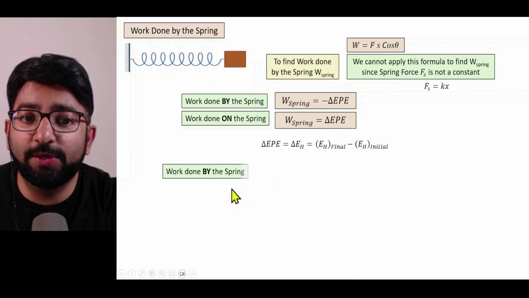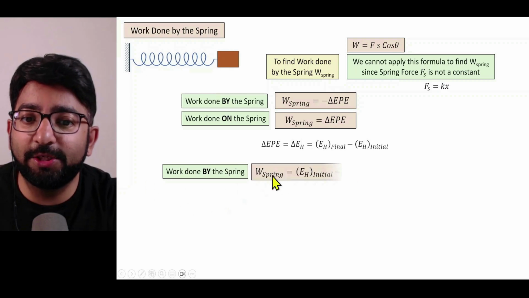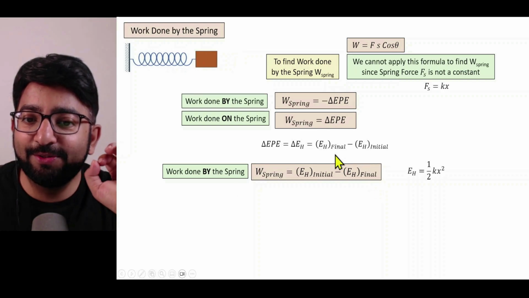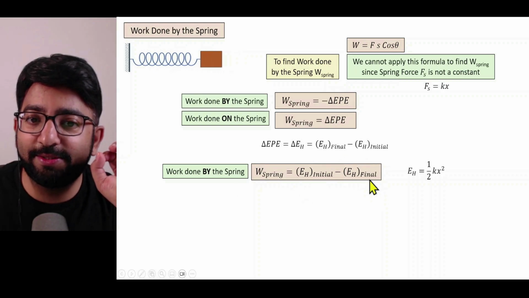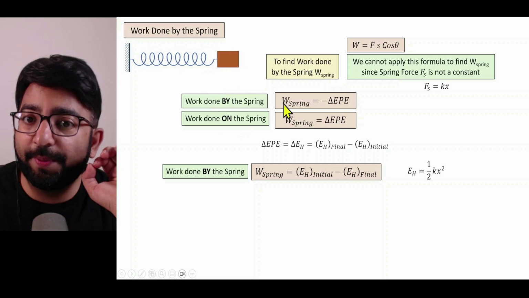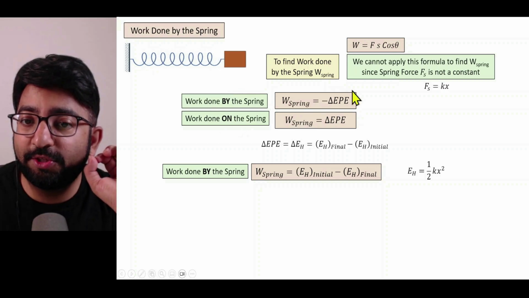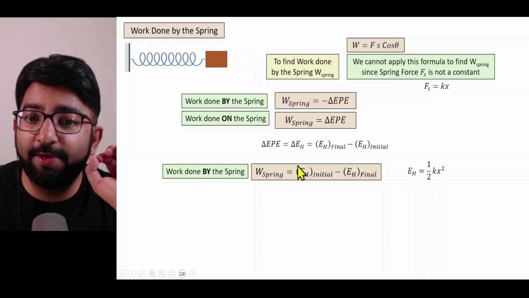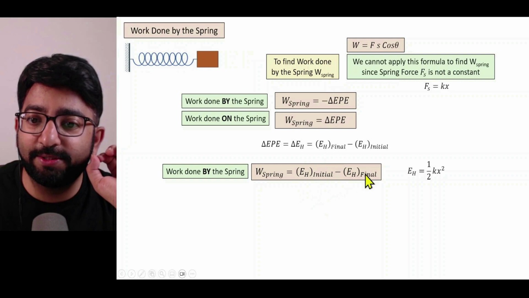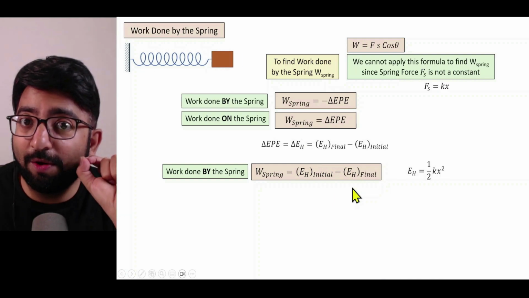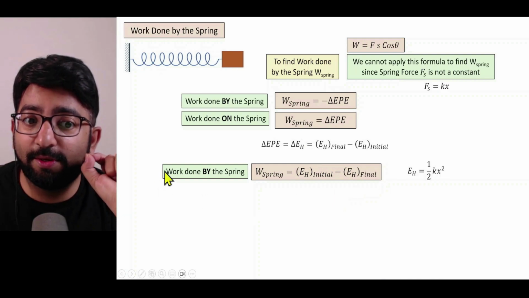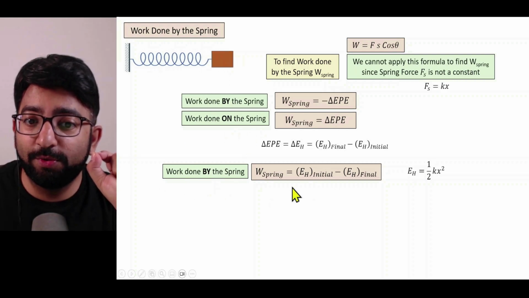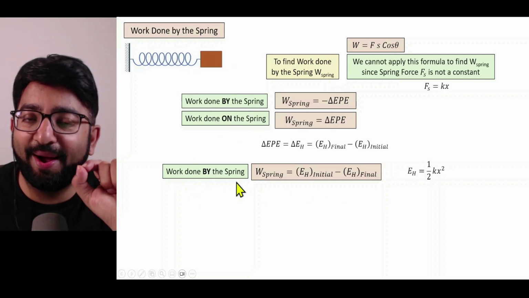And now we can summarize all the formulas. Work done by the spring is given by the formula E initial minus E final. So why have we done initial minus final in this case? Because work done by the spring was equal to the negative of the change in elastic potential energy. And because of the minus sign, we have written initial first and final last. So while solving questions, be very careful. Is the question asking you to find work done by the spring or on the spring? So this was the formula for work done by the spring.